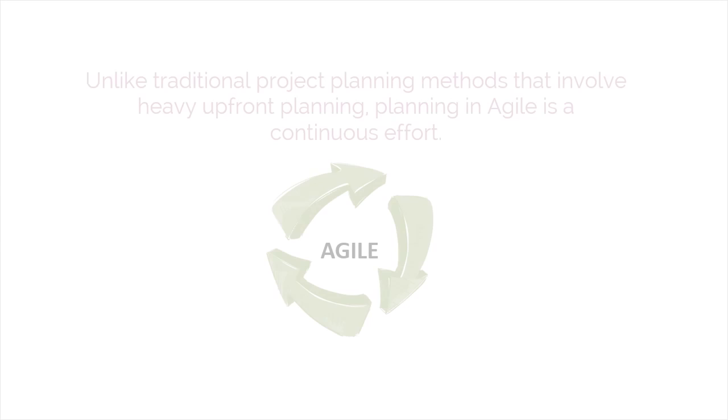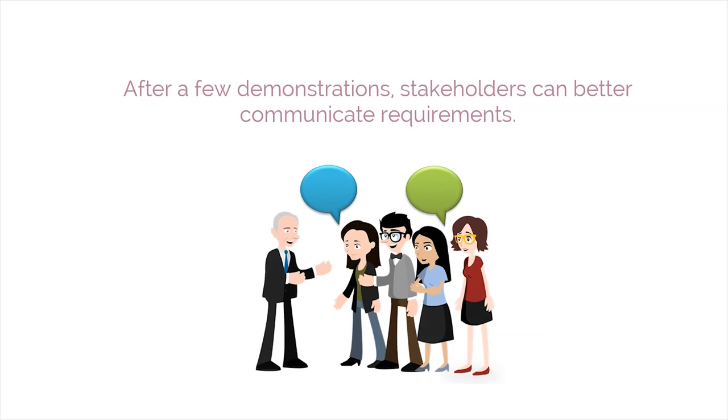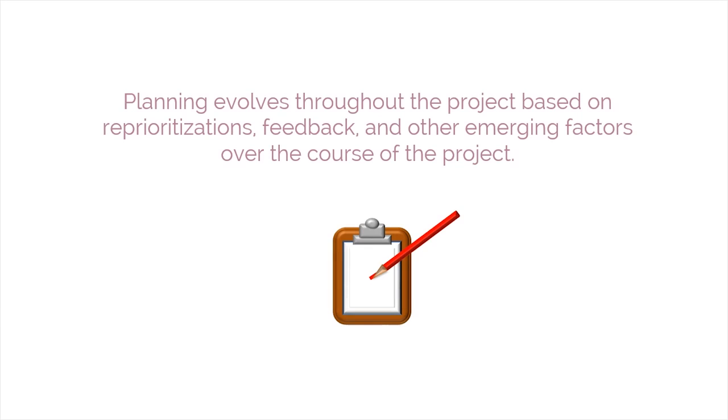Unlike traditional project planning methods that involve heavy, upfront planning, planning in Agile is a continuous effort. After a few demonstrations, stakeholders can better communicate requirements. This, in turn, leads to replanning according to new requirements. Another characteristic of Agile projects is that adjustments may be deemed necessary at any stage in the project. Planning evolves throughout the project based on reprioritizations, feedback, and other emerging factors over the course of the project.